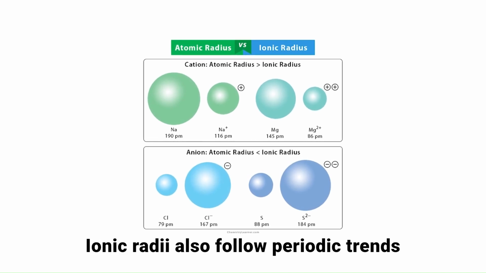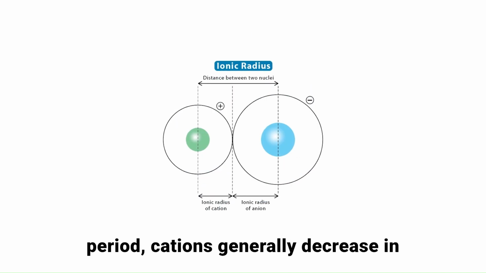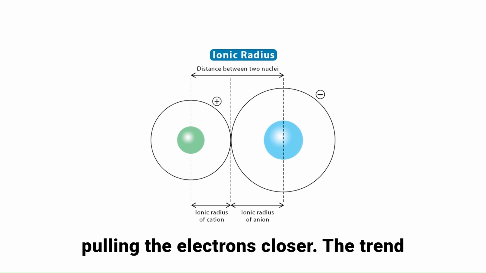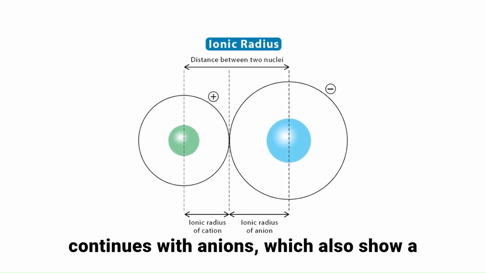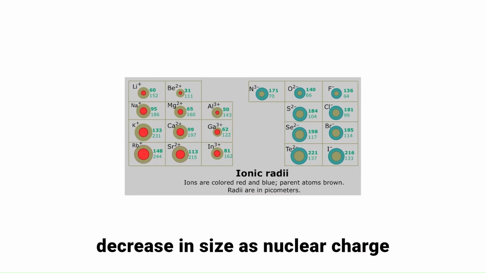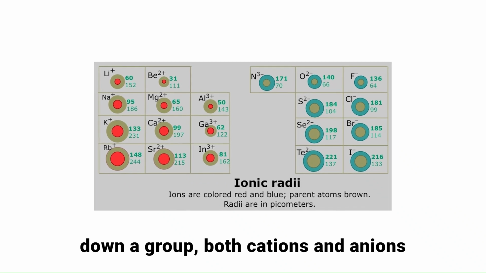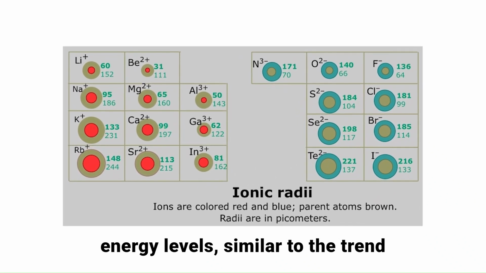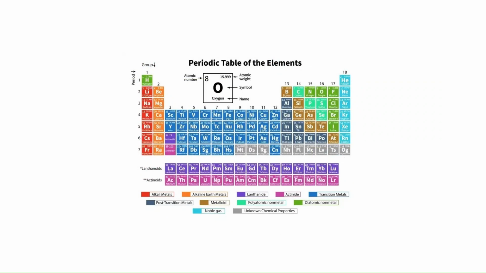Ionic radii also follow periodic trends similar to atomic radii. Across a period, cations generally decrease in size due to increasing nuclear charge pulling the electrons closer. The trend continues with anions, which also show a decrease in size as nuclear charge increases across a period. Moving down a group, both cations and anions increase in size due to the addition of energy levels, similar to the trend observed in atomic radii.